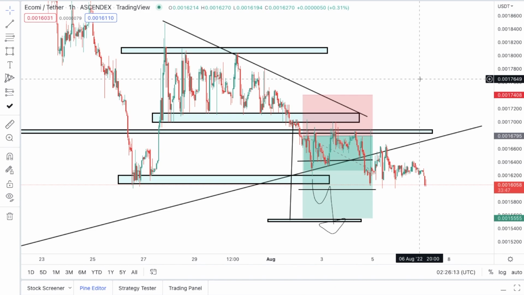Today we're going to look at the 1 hour on the Ecomi token. We're going to see price action and we're going to really put into work our TA skills and how profitable we could truly be once you put everything together.